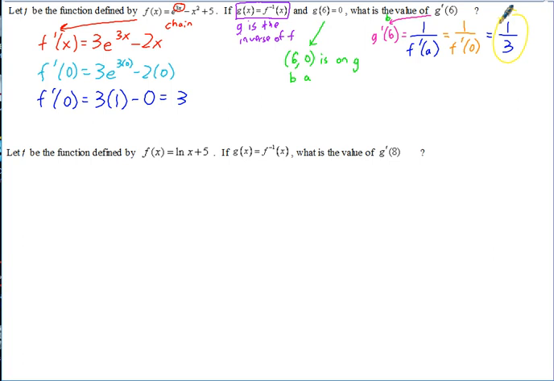So the slope of f at 0 is 3. The slope of g at 6 is 1/3, the reciprocal at corresponding points. Because if (6, 0) is on g, (0, 6) is on f. So they're inverse functions. All right. Let's take a look at the next one.